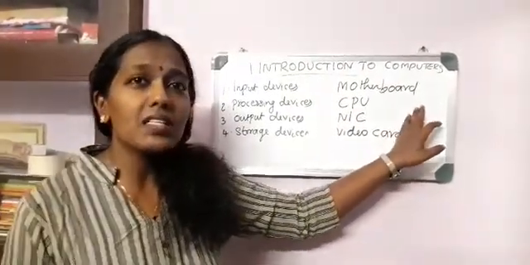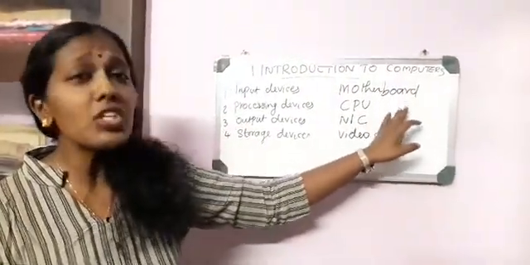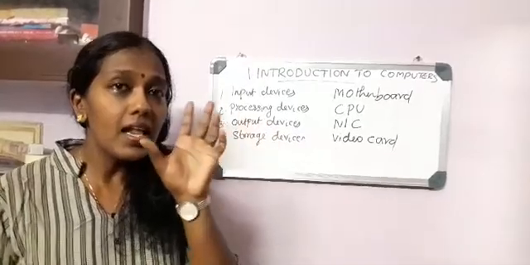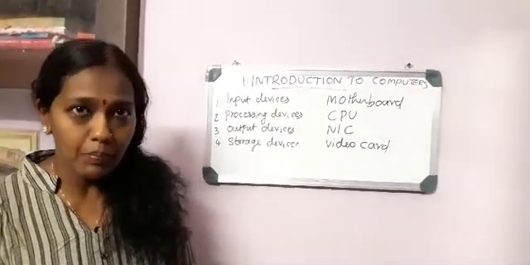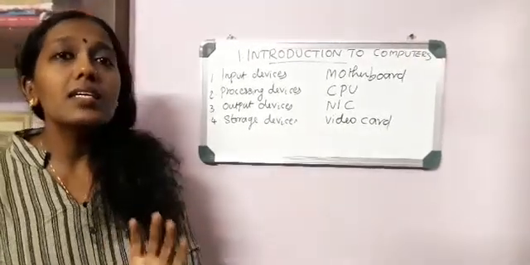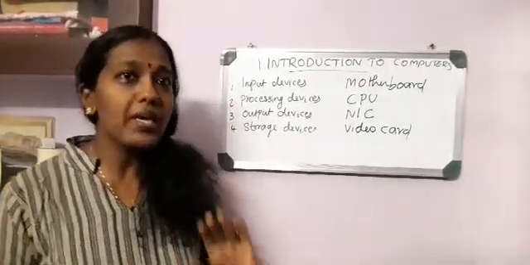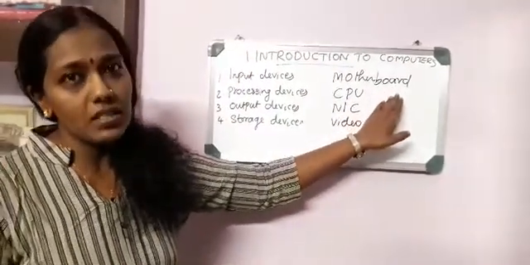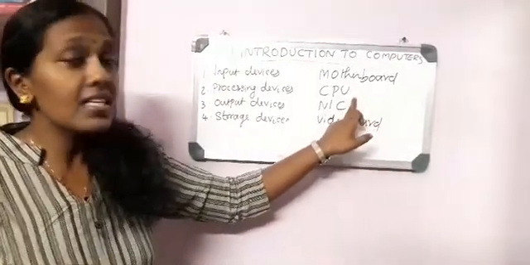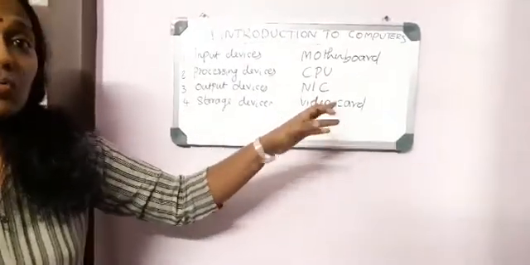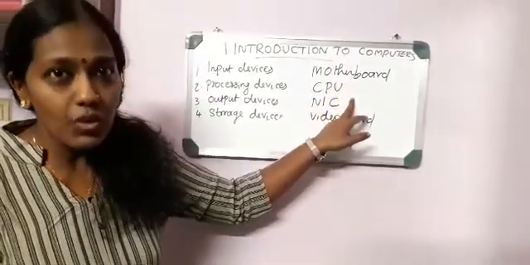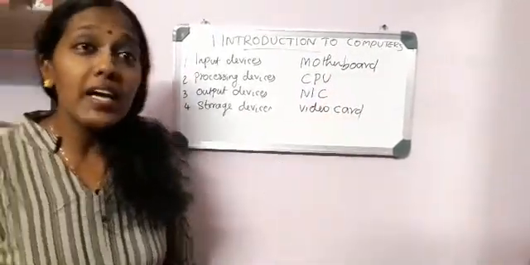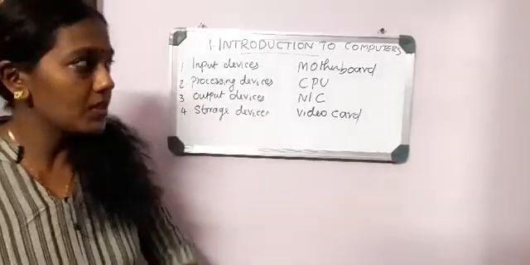What is the motherboard, children? Actually, this motherboard is a link between all the components of a computer. All the components of a computer will be connected to this motherboard. Next one is CPU. What is the full form of CPU, children? Central Processing Unit. It is the brain of the computer.